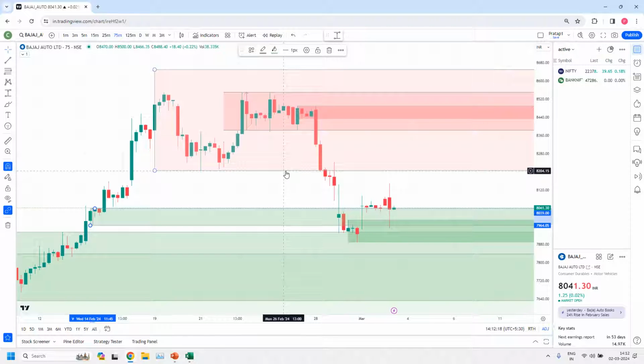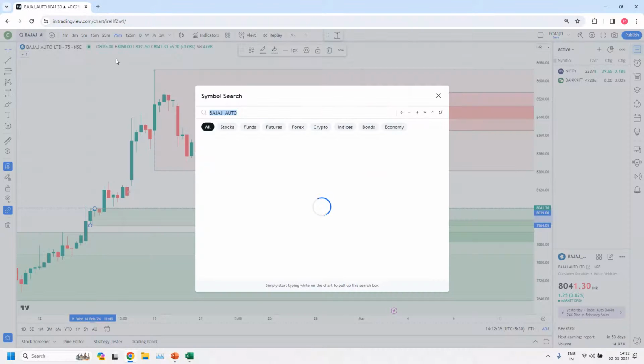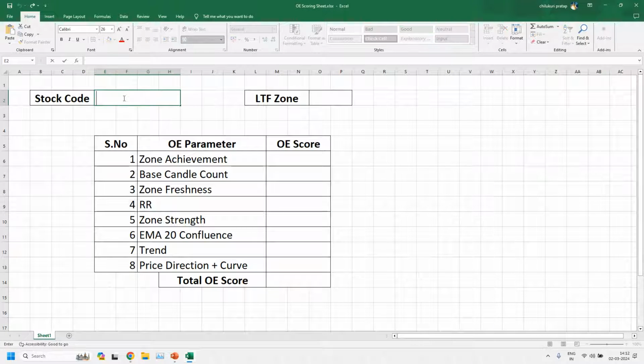Okay, for this I have developed a template. I will be sharing it with you on our Telegram channel. This is the template I have prepared so that it will be easy for you to note down each parameter and find the score. Which stock are we doing this for? Bajaj Auto. Actually this is TradingView, but the NSE code is Bajaj-Auto. TradingView has given an underscore, but this is the NSE code.